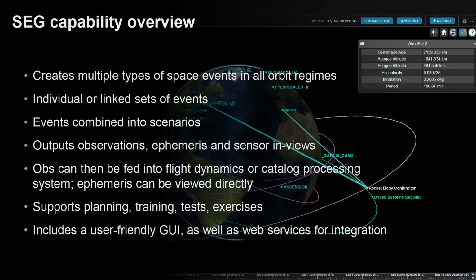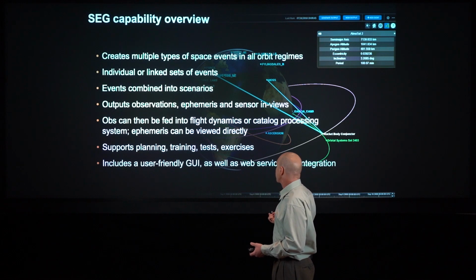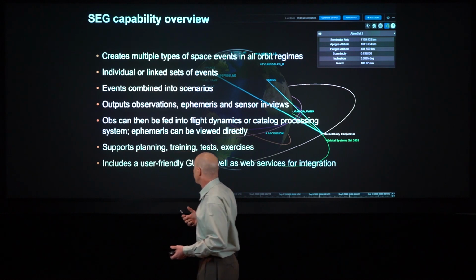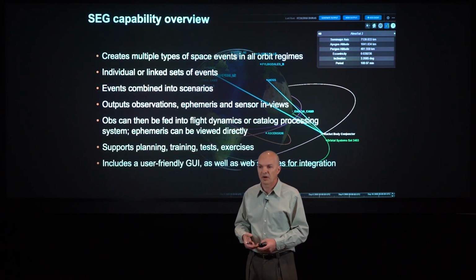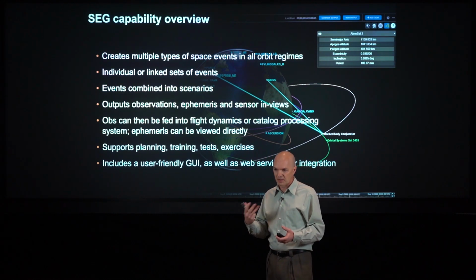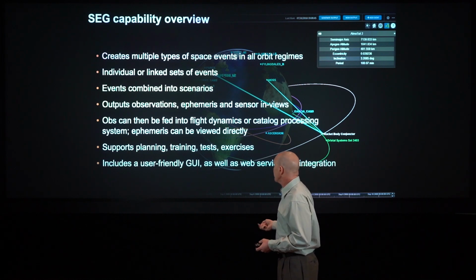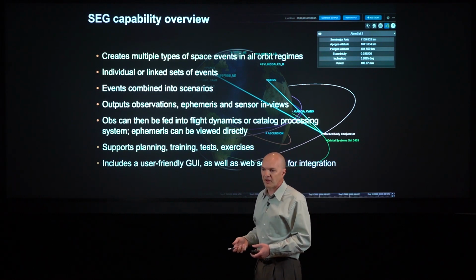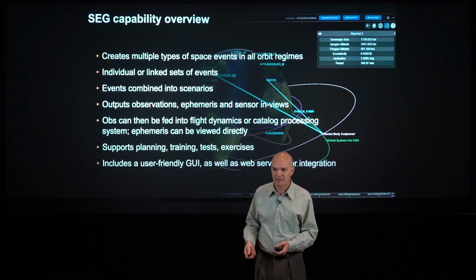These events are combined into scenarios. So one scenario will contain a multitude of events for a variety of objects that you're interested in looking at at a given time. With SEG, outputs are observations, which are generated from sensors. It outputs ephemeris, and it outputs sensor in-views. These observations that it produces can then be fed into a flight dynamics system or a catalog processing system. And ephemeris can be viewed directly in any tool that can handle ephemeris. So SEG supports planning, training, testing, and exercises, and it includes a user-friendly user interface, as well as web services for integration.